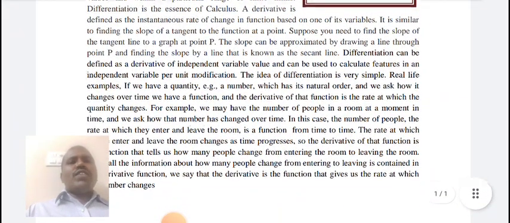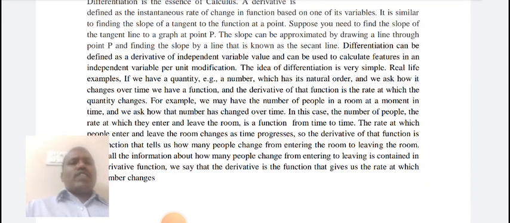Differentiation is the essence of calculus. A derivative is defined as the instantaneous rate of change of a function, the slope of a tangent of a function at a point. Suppose you need to find the slope of the tangent line to a graph at a point. Differentiation can be defined as the derivative of a dependent variable with respect to an independent variable, and can be used to calculate the change in a dependent variable per unit change in an independent variable.